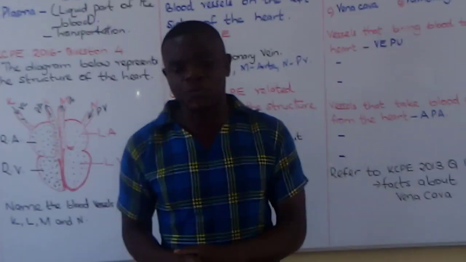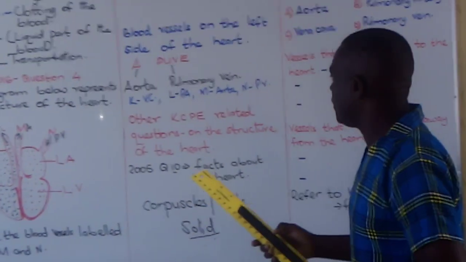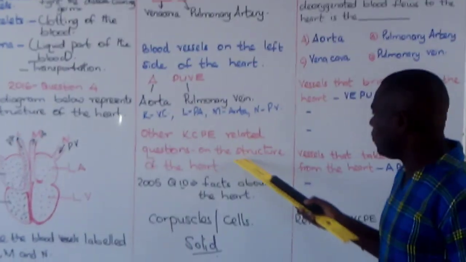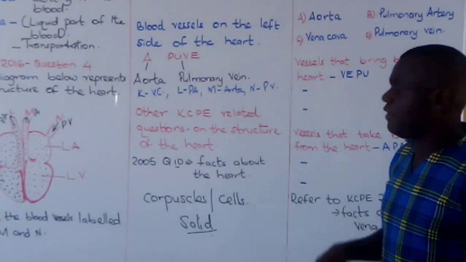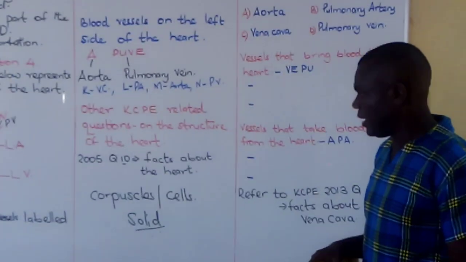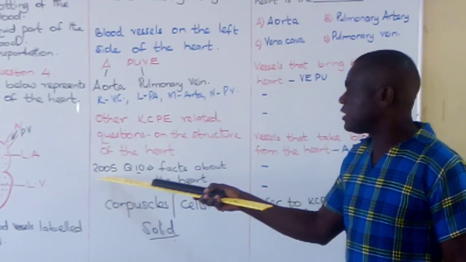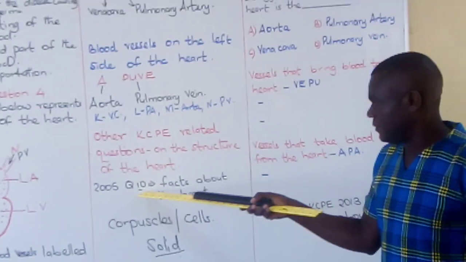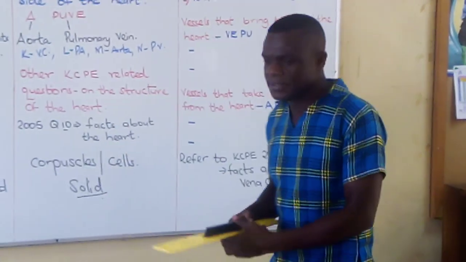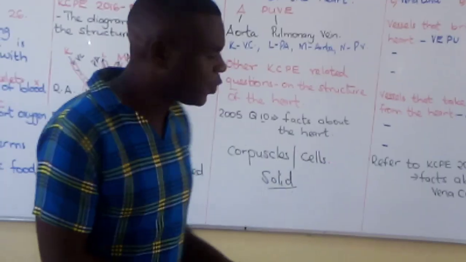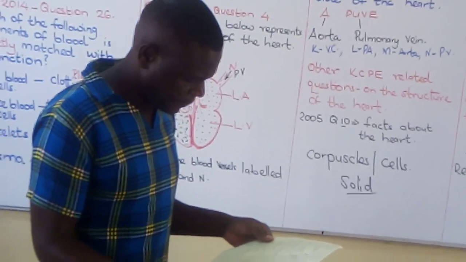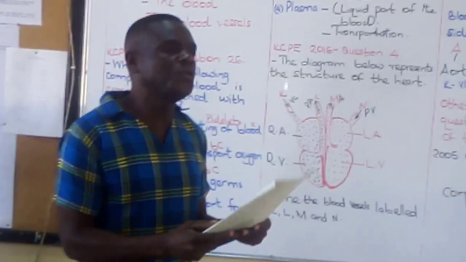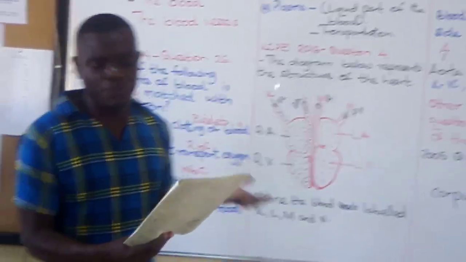Let us go on with the next question. Before we go to the next KCP question, there are other KCP related questions on the structure of the heart. You can find them from the various KCP papers that have ever been done in our country. I've managed to get one from KCP 2005, that's a long time ago, before you were born maybe. Question number 10. It's talking about the facts about the heart. Please allow me to read the question, but we will not dwell on it. The diagram is drawn like this one, and they are asking us, which one of the following statements is true about this diagram?